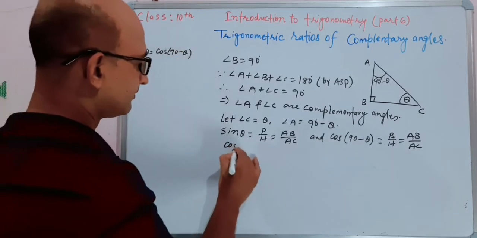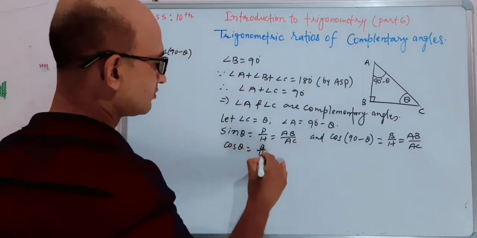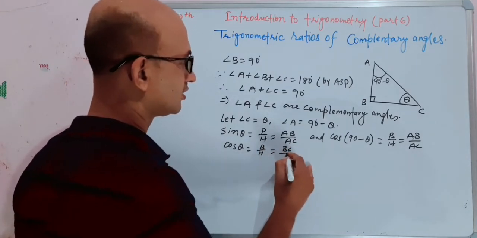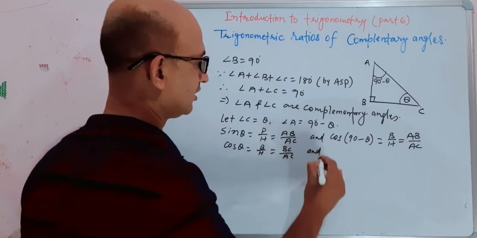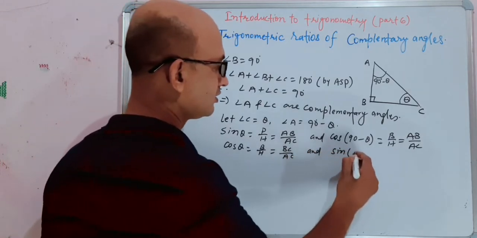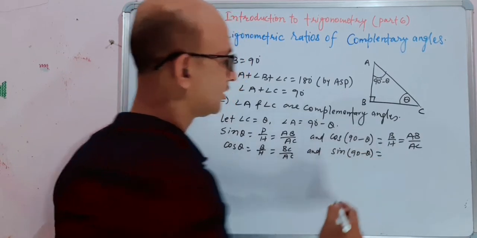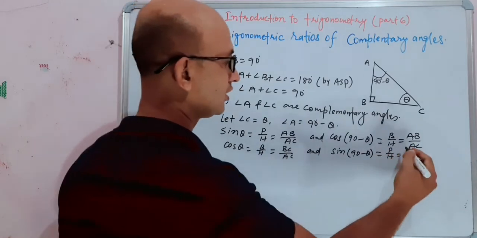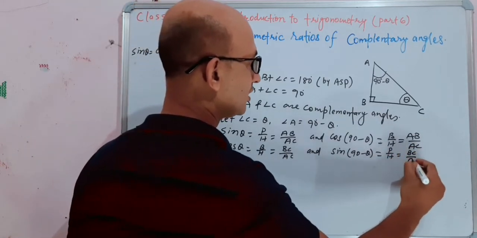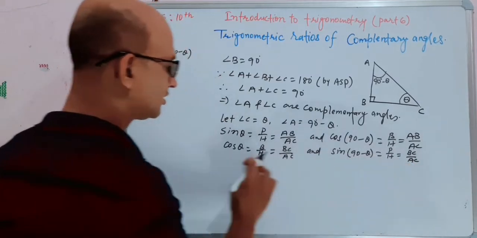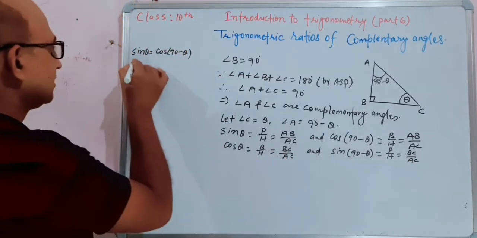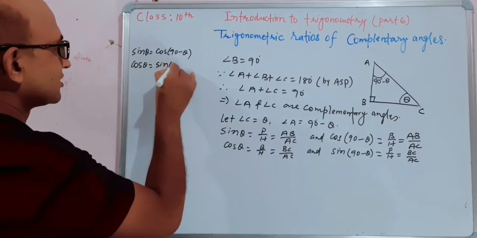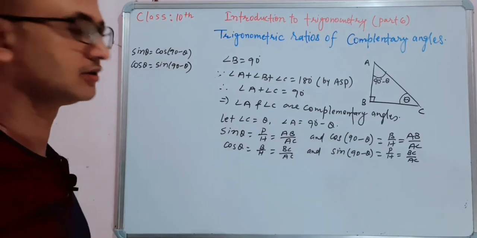Now find cos theta. It is base by hypotenuse, and for theta angle, base is BC and hypotenuse AC. And now find sine of 90 minus theta. Sine is perpendicular by hypotenuse, and for 90 minus theta perpendicular is BC and hypotenuse is AC. So we get cos theta and sin 90 minus theta equal. So we can say cos theta is equal to sine 90 minus theta.